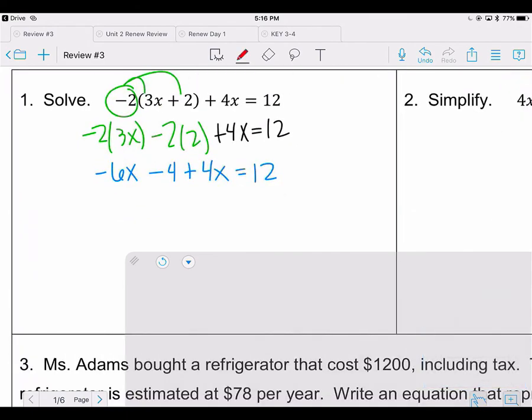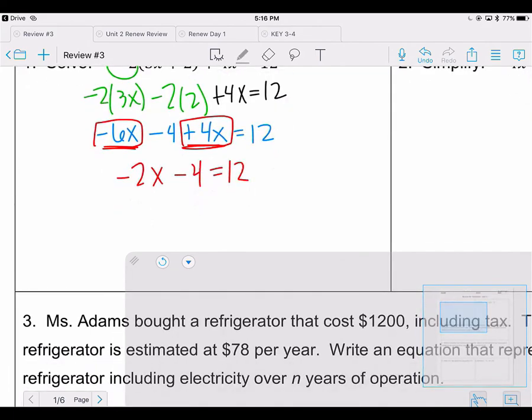To continue solving for x, I'm going to combine my like terms. I have negative 6x's and 4x's. So if I owe $6 but I pay someone $4, I only owe them $2, and everything else stays the same. So negative 2x minus 4 equals 12.